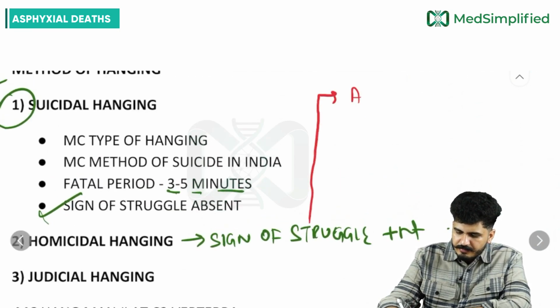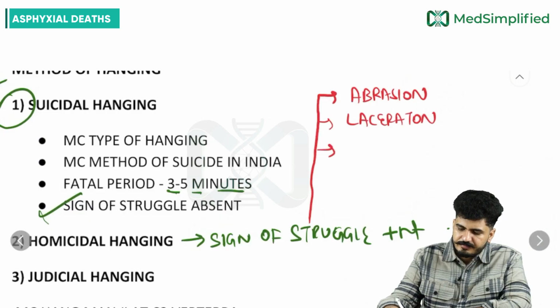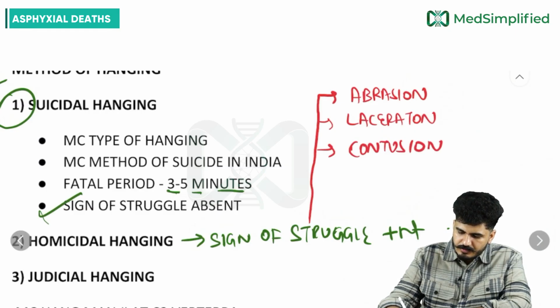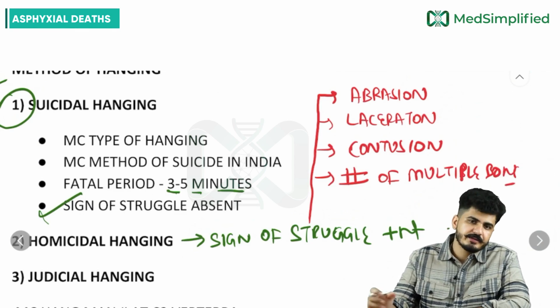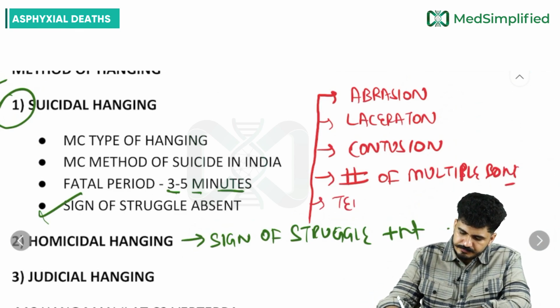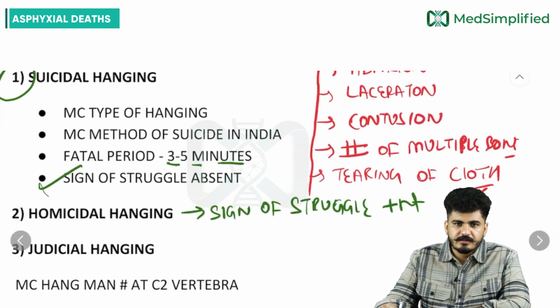There can be abrasion, laceration. There will be bruising, or you can say contusion. There can be a fracture of multiple bones. So these are the signs of struggle when the person tries to save themselves. Maybe tearing of clothes can be seen. So these are the signs of struggle present in a homicidal hanging.